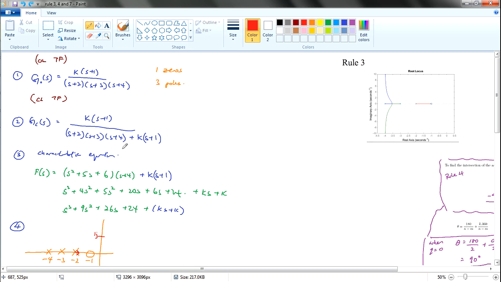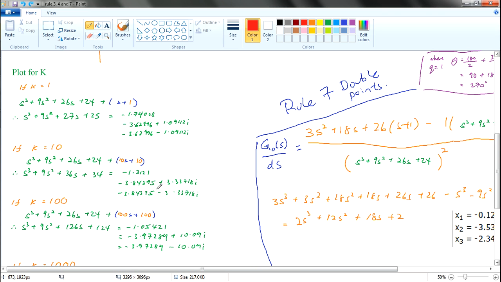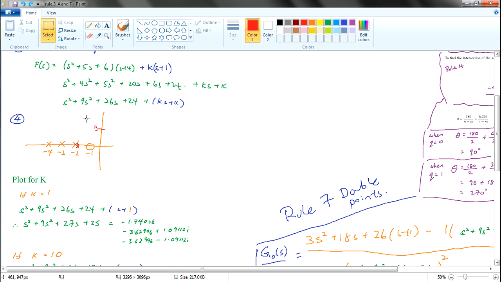In this video we actually talk about how k varies across the root locus, how k varies. Okay, so let's take a look at the so-called graph over here.